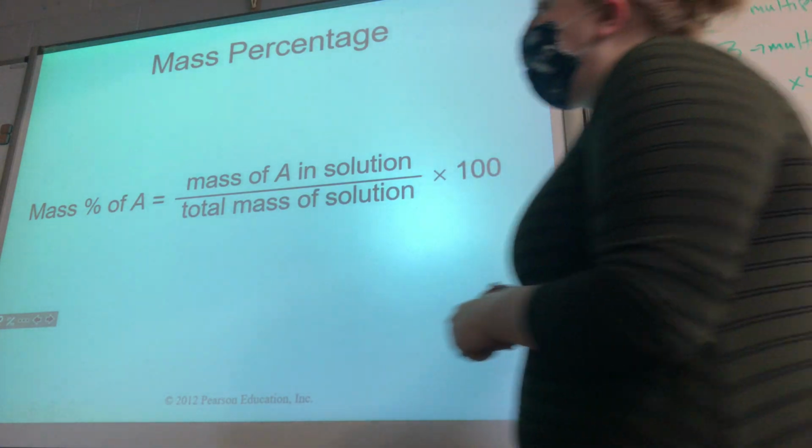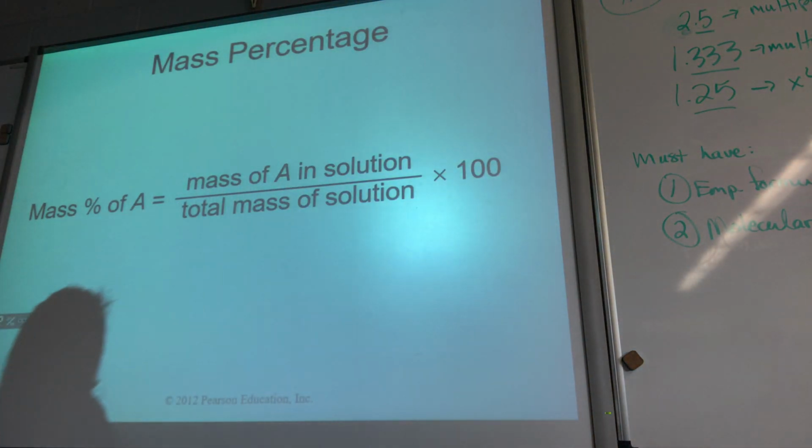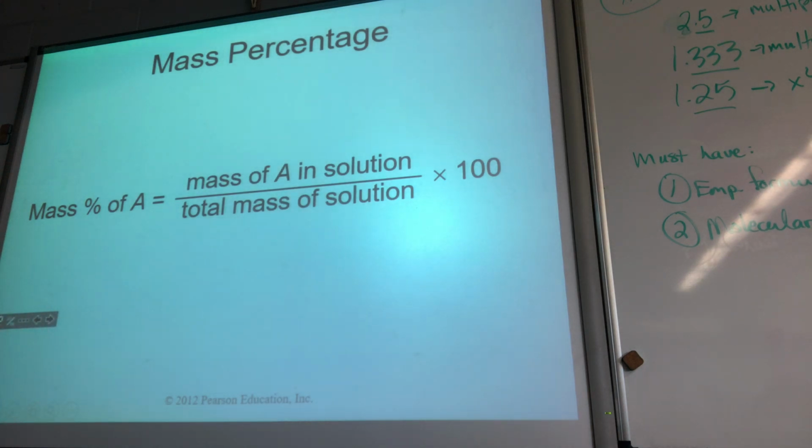The first concentration that we're going to discuss in chapter 13 is mass percentage, where you take the mass of some solute in solution, so A is the solute, you divide it by the total mass of the solution, and you multiply by 100%. This is one of the more effective ways of describing concentrations if you're dealing primarily in balance work, but this is not the most efficient way, in my opinion.